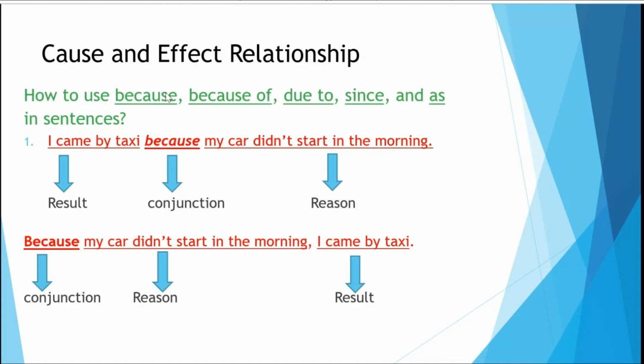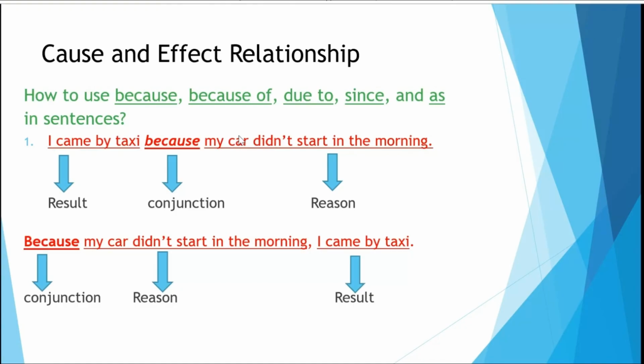How to use because of, due to, since, and as in sentences. Sentence number one: I came by taxi because my car didn't start in the morning. So this is the result, but this is the reason. And you see, the reason or the cause starts with because. So it means that you can use because, and after that you have to put the reason of something.